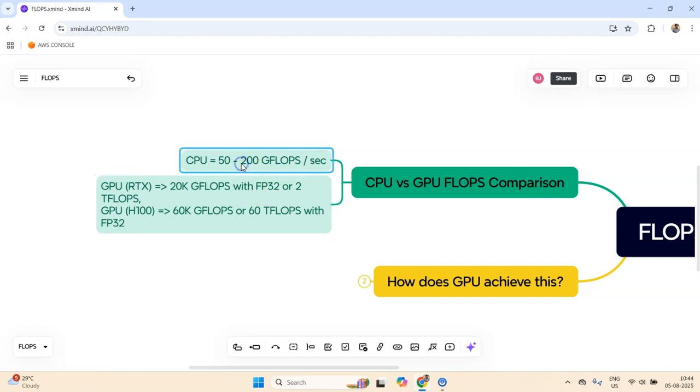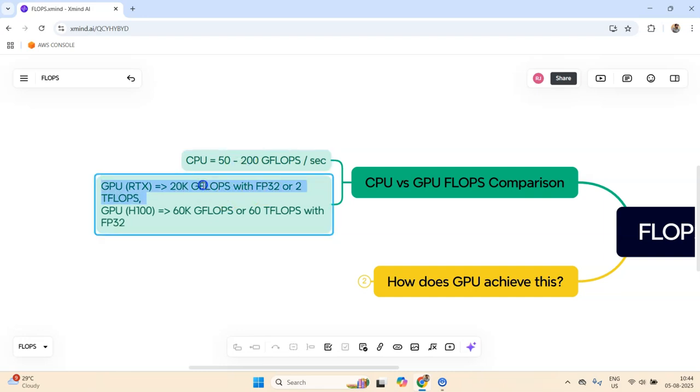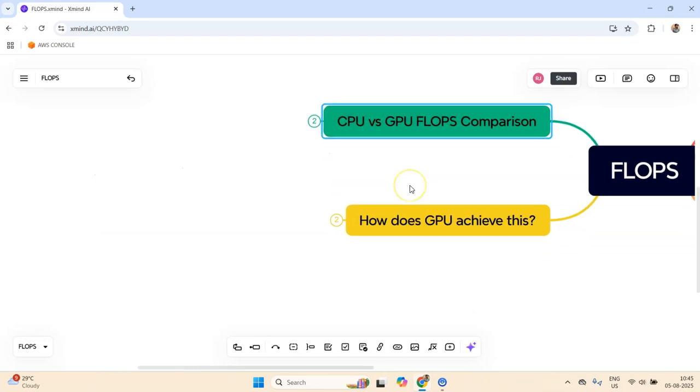Now again, we have to remember that when we talk about gigaflops, we are talking about a particular precision, because this power can decrease if we go to higher precision. If I am talking about floating point 64, then this would decrease. So we are looking at 2 teraflops per second of power for RTX based GPUs, and for H100 based, it increases to about 3 times. So this is what we mean by comparison of GPU versus CPU in terms of power.